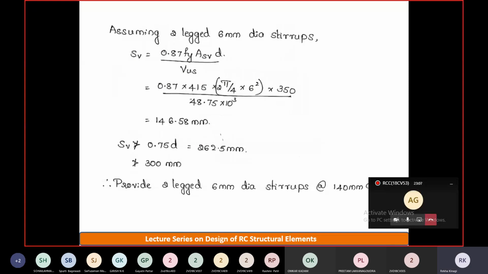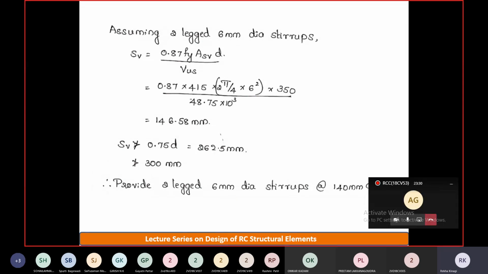Now the next thing is to assume the number of legs and the diameter of stirrups so that we can calculate the spacing between the stirrups. We need to assume the number of legs and the diameter of stirrups for the spacing calculation. So how we are going to calculate the spacing now?